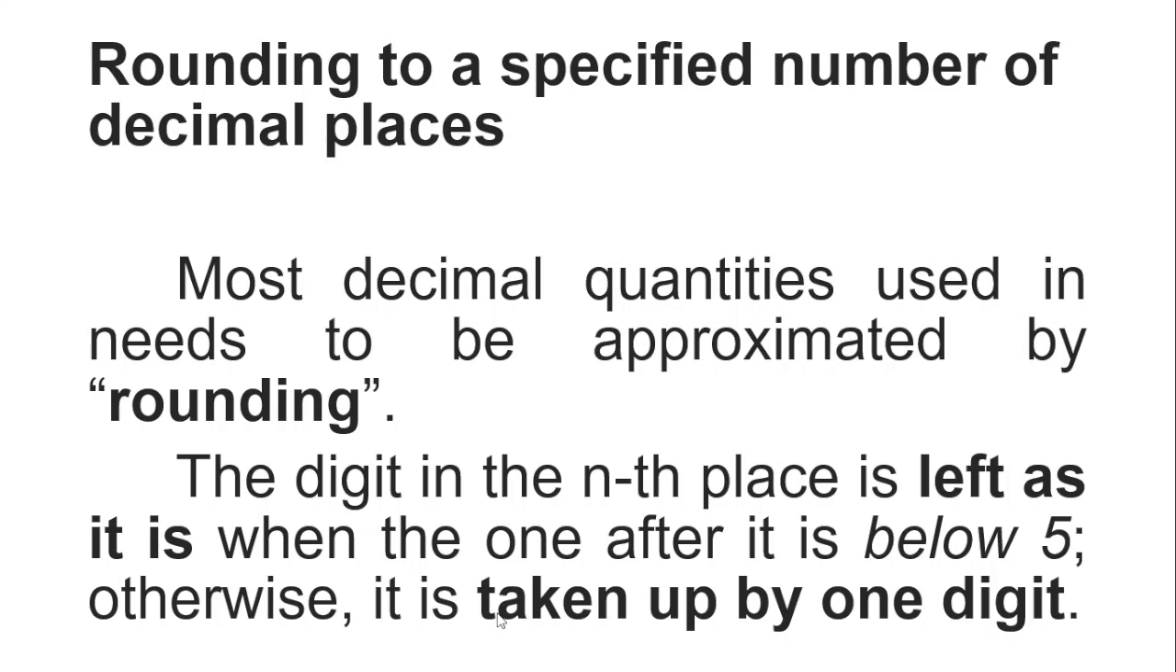But let's say it's 1.6 or 1.7. That's above 5, so it needs to be taken up by one digit. When we have 1.7 and you round it to the nearest whole number, since it is 7, you add 1 to the corresponding digit, in this case 1. So the rounded number now will be 2.